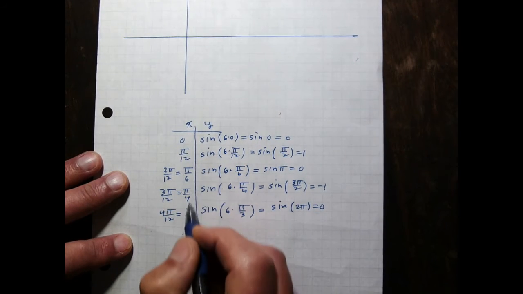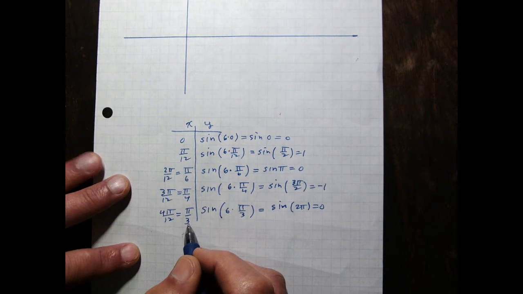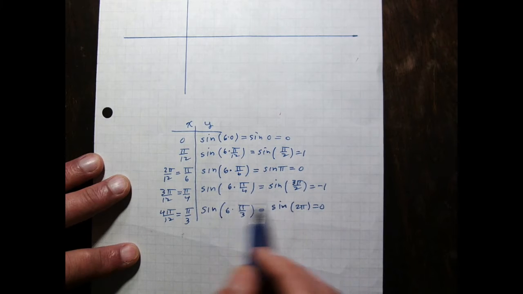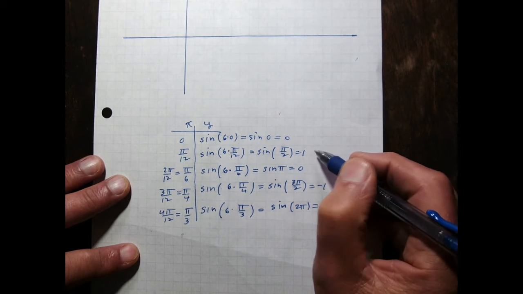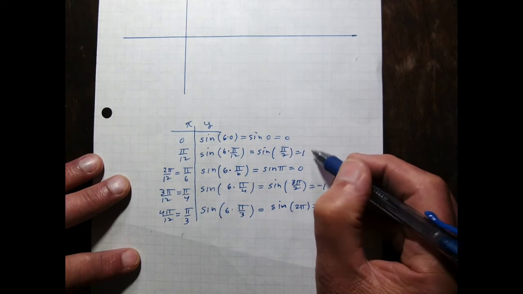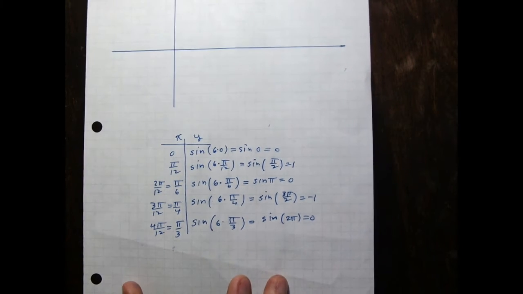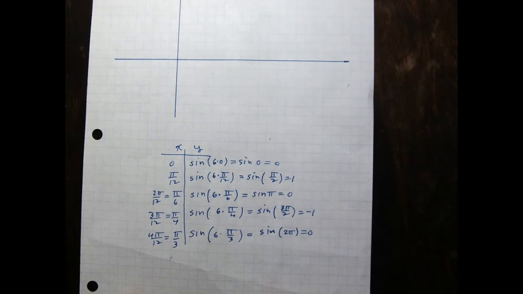So these values that we found by taking the period and dividing it into 4 are going to tell us where the zeros, the high points, and the low points are on that graph.